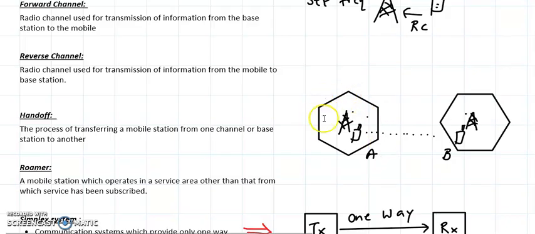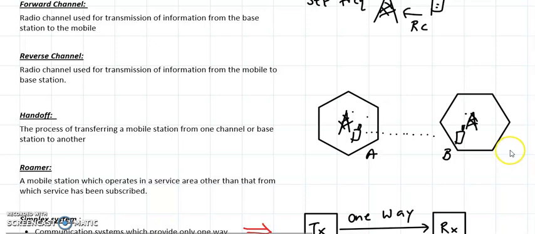Say I am subscribed to this area. Geographically, these two areas are very far apart from each other. So I am a mobile station, I am in this area, and I am subscribed to the service in this area. But when I move to the other area, other than the one from which my service has been subscribed, I become a roamer in this new area. So that is the meaning of a roamer.